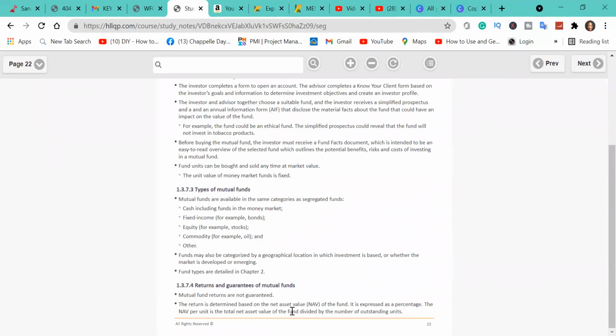Returns and guarantees on mutual funds. Mutual funds returns are not guaranteed. The returns are determined based on the net asset value of the funds. Then NAV is what determines the returns.